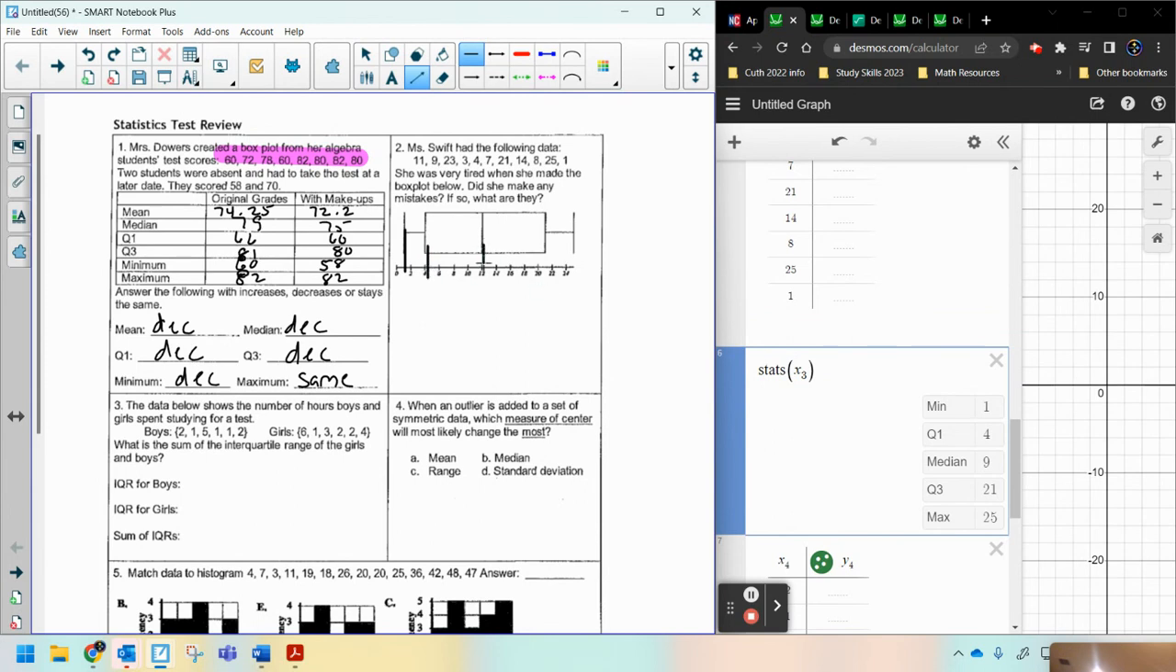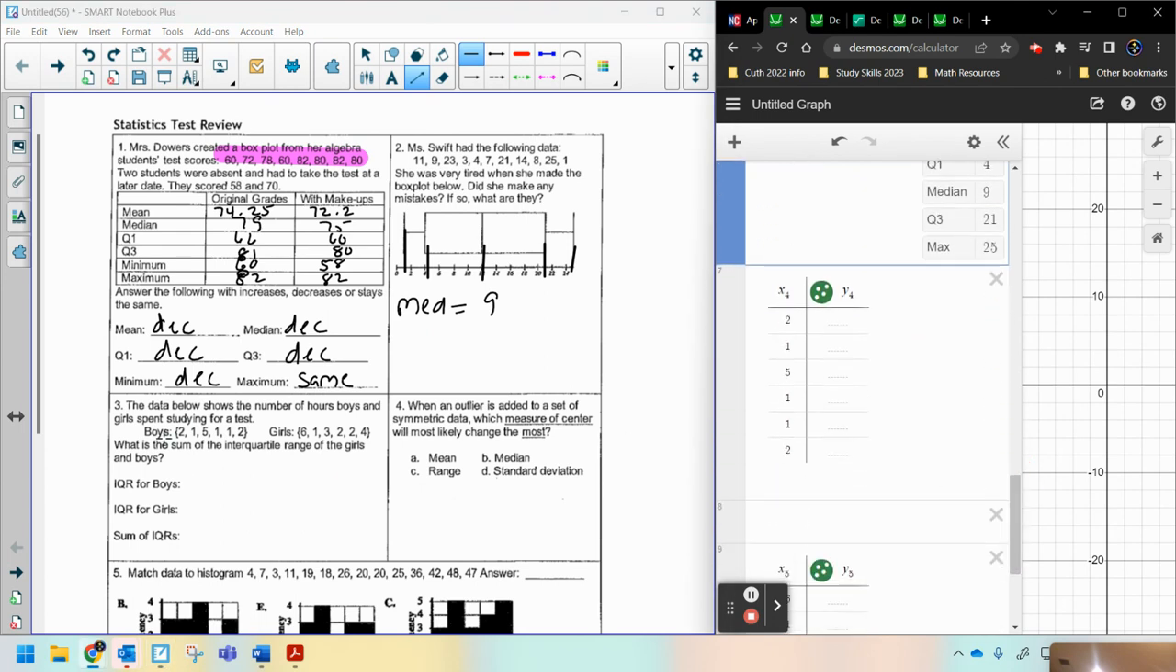And let's see what the median is. The median's 12. No, they have the median at 9. That's the middle line there, the median. Okay, so the median should be 9. Let's check the others though. See if there's any other mistakes. This looks like it's 21 here. That's Q3. Yep. And then the maximum. Yeah, that looks like it's 25. So the only mistake that was made is the median. All right, the next one.